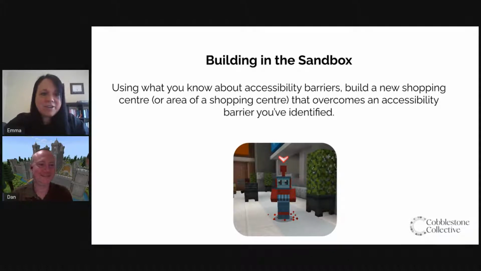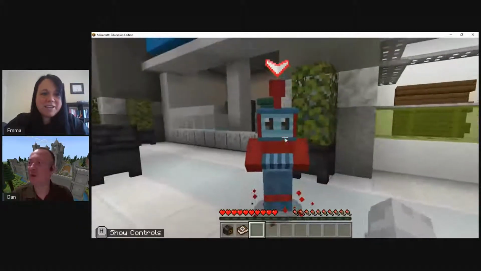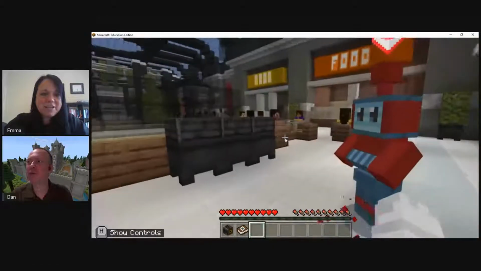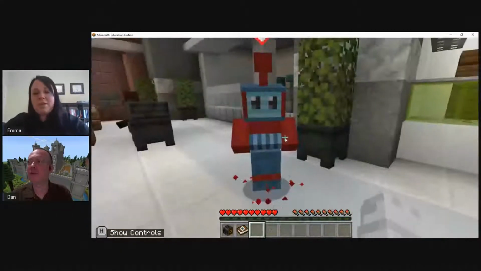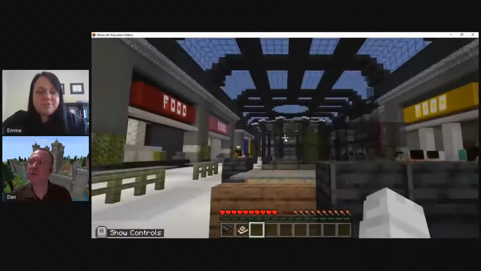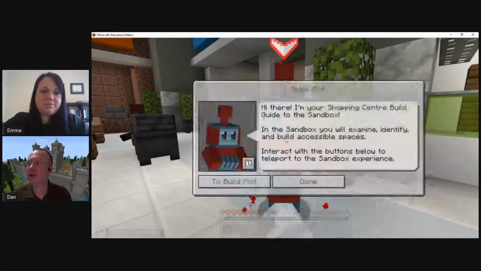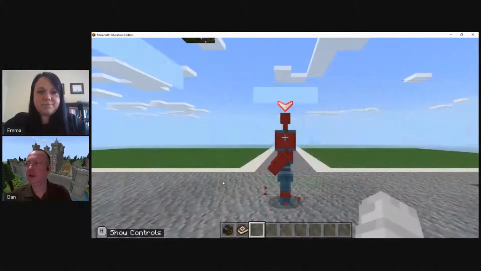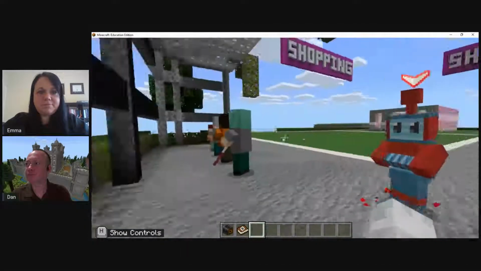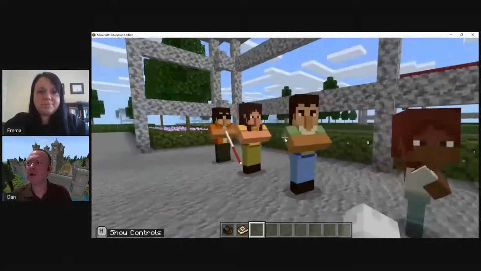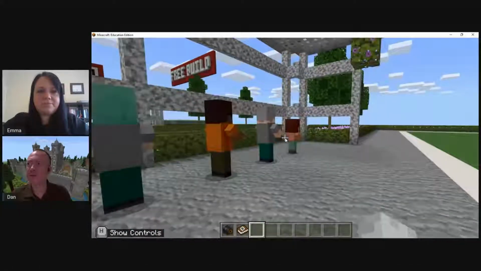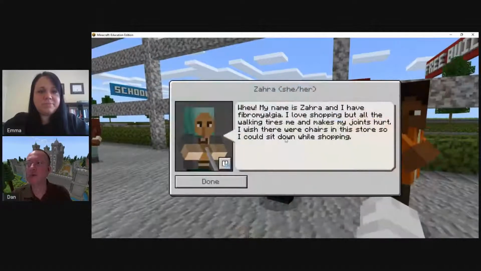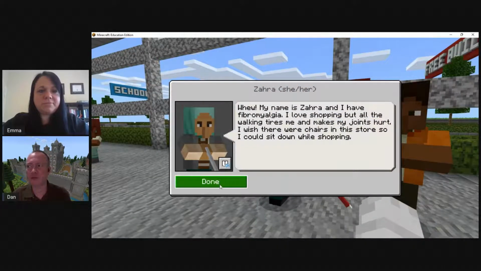I do. All right, so you're looking for this red and blue robot in the mall. You can find them in a couple of places, but the one I think that's most obvious is in the food court. I'm at the back of the food court here. So I'm going to click on that robot and go to the build plot. In the build plot, we actually have all the NPCs that we encountered earlier in the shopping center. You can come up and click on them and see the challenges that they were facing.